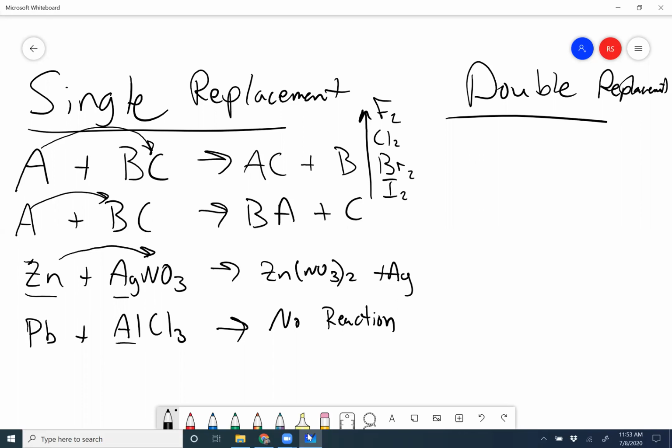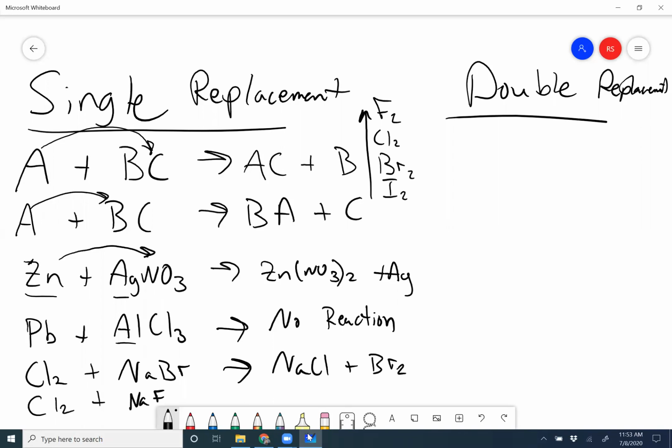So if we took some chlorine gas and we reacted it with some sodium bromide, then the chlorine can replace the bromine. But say, for instance, we took that same chlorine gas and tried to react it with sodium fluoride, well, nothing will happen. Because these guys will replace the things below them.